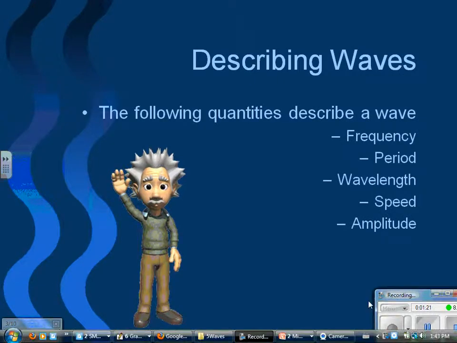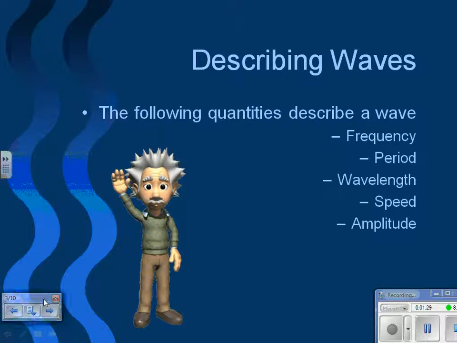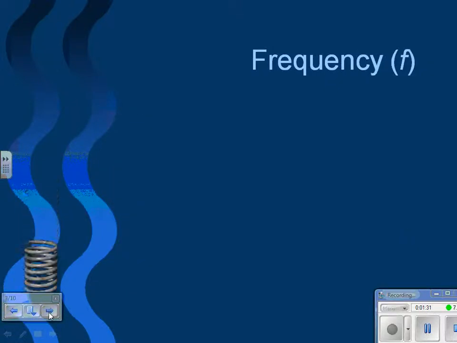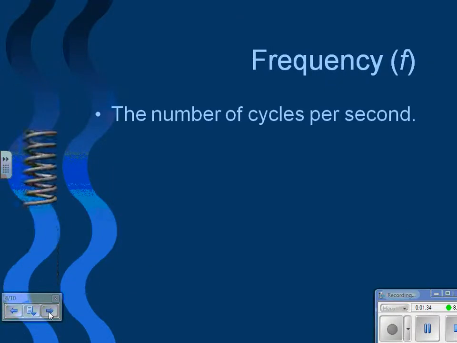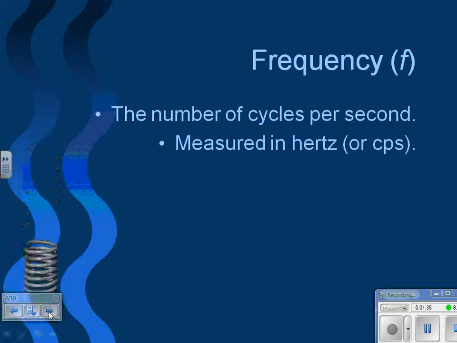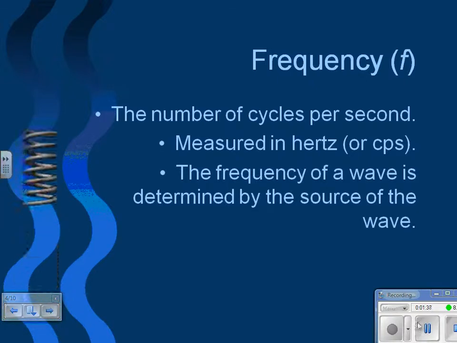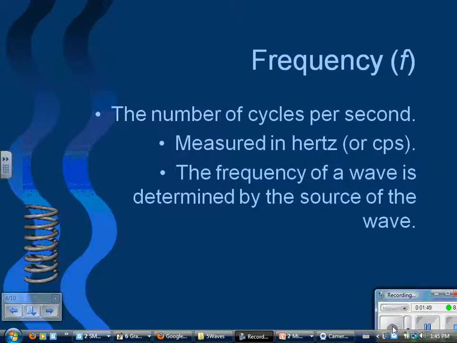So the following quantities describe a wave. You've got frequency, period, wavelength, speed, and amplitude. Frequency is the number of cycles per second. It's measured in hertz or CPS, cycles per second. Frequency of the wave is determined by the source of the wave.